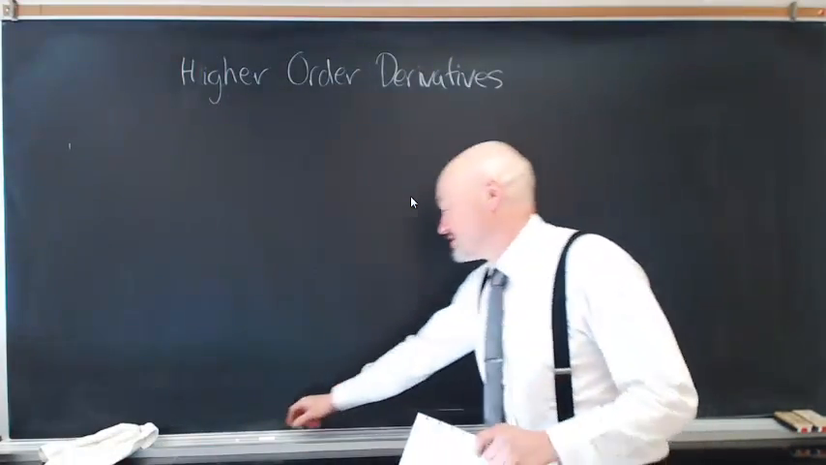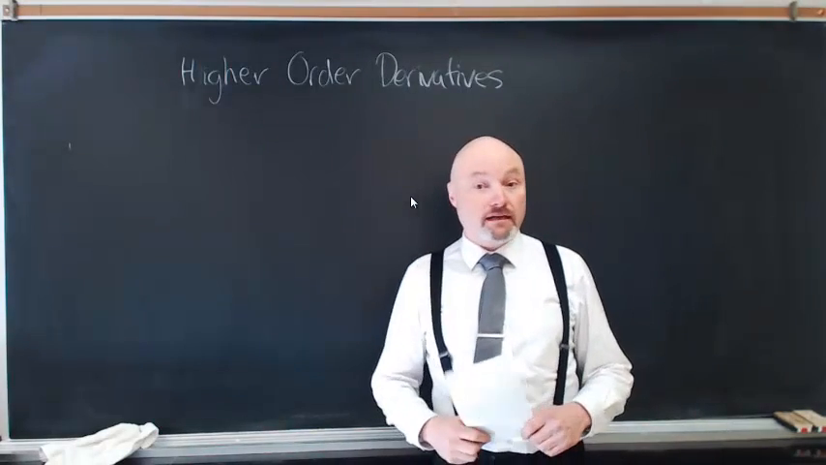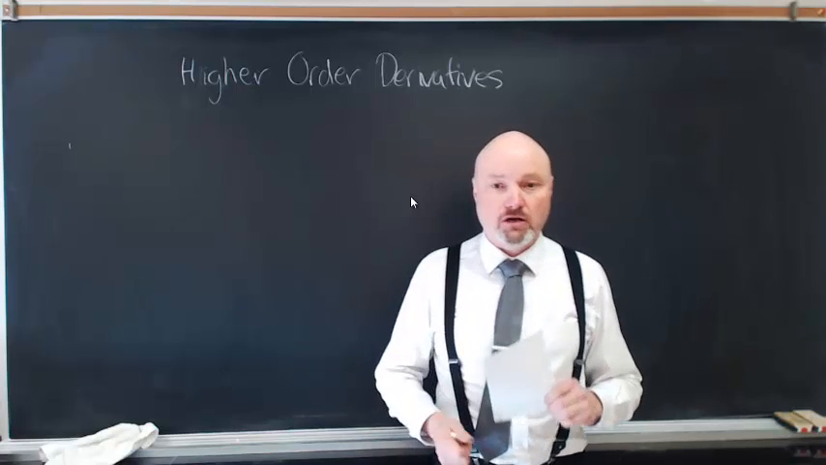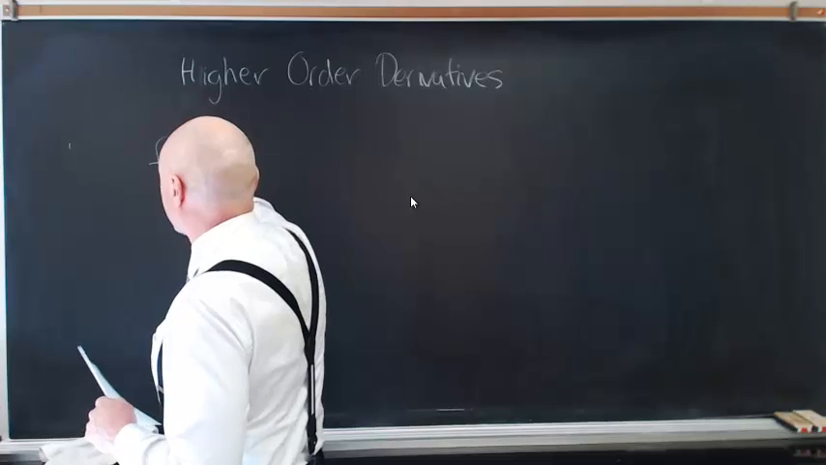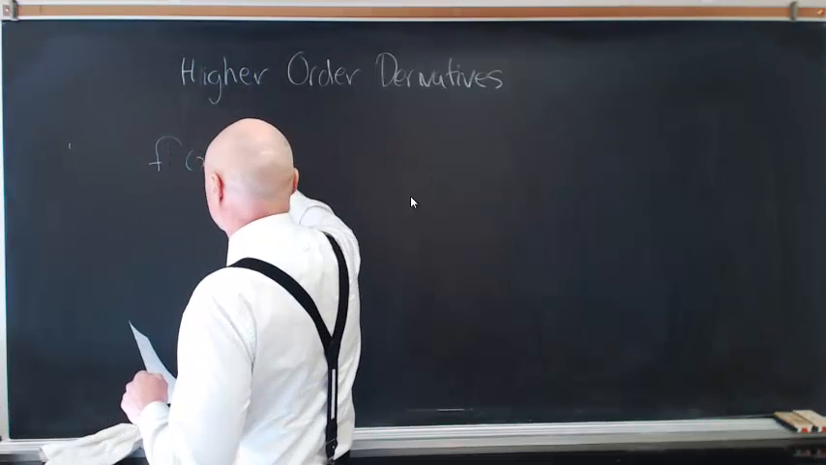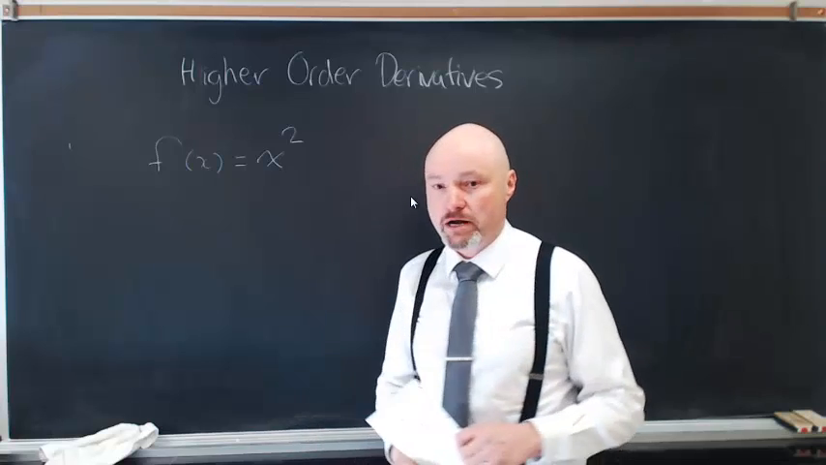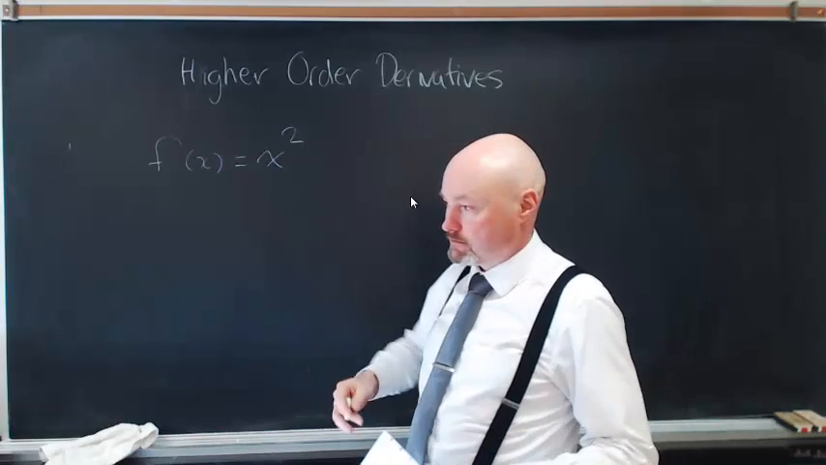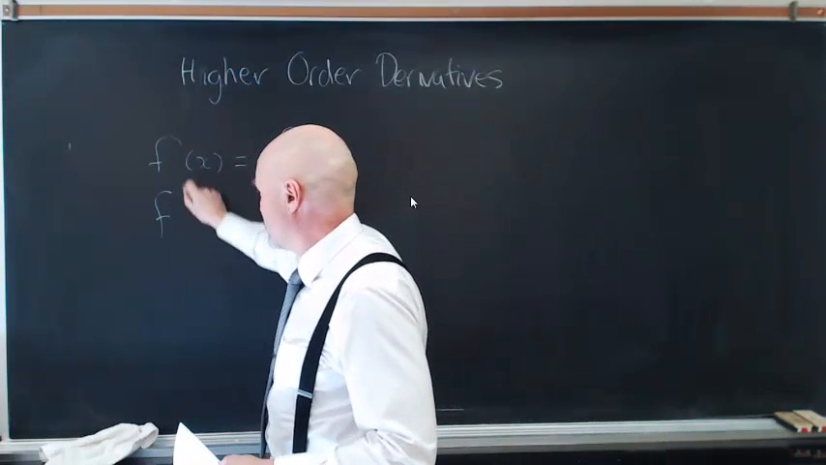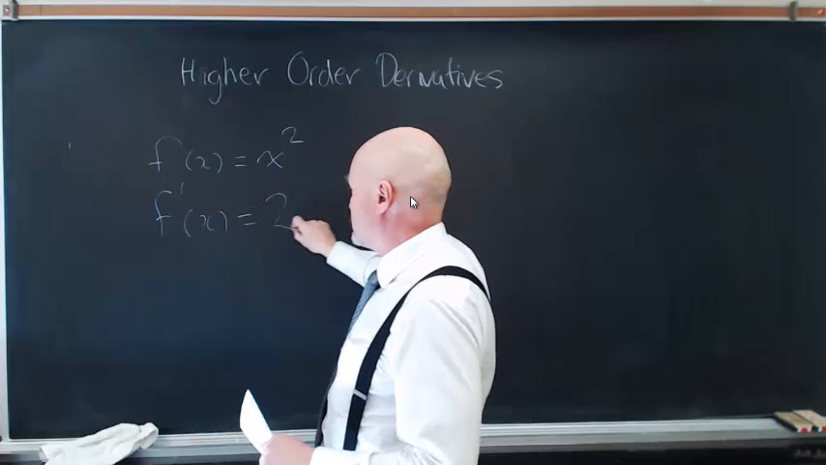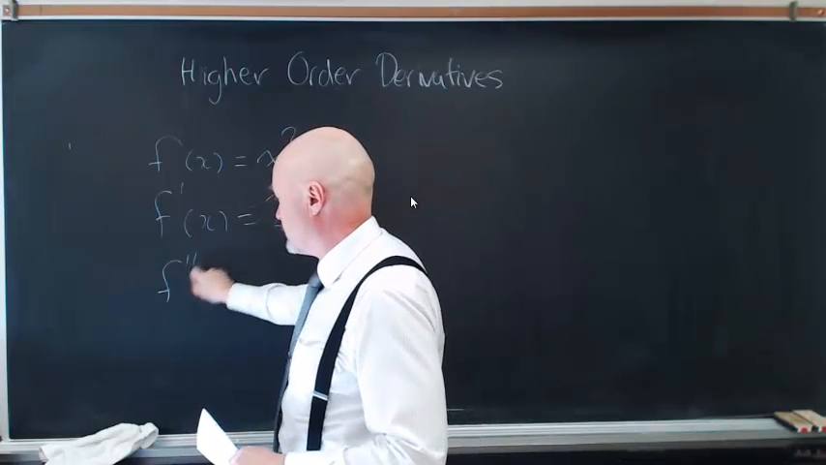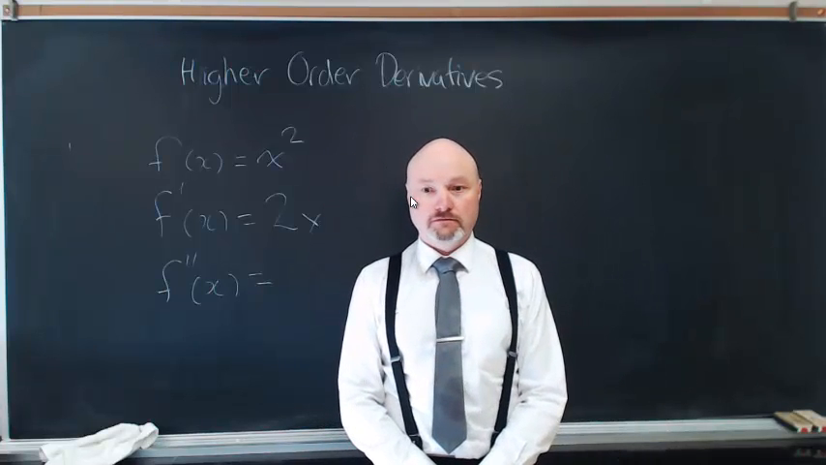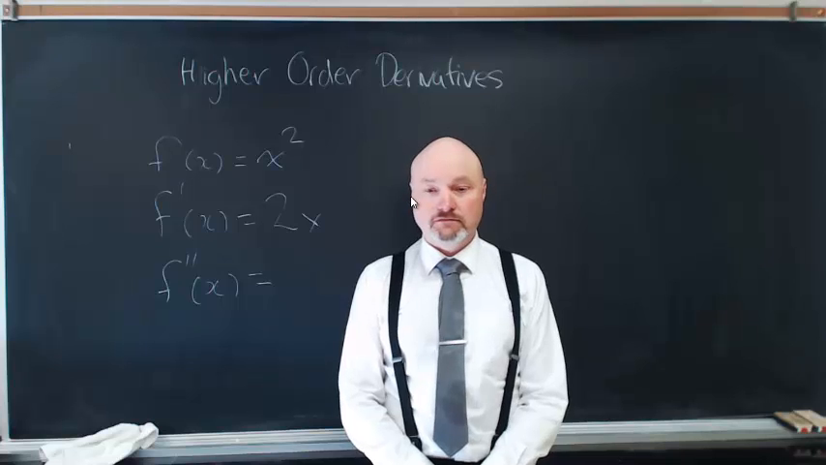Okay. So we're going to do higher order derivatives, and basically we're taking the second derivative. So if we have a function f of x, and it's x squared, what's the first derivative? 2x? So the first derivative is 2x. Okay. I'm going to ask you, Luke, what do you think the second derivative is? 2? Yes.